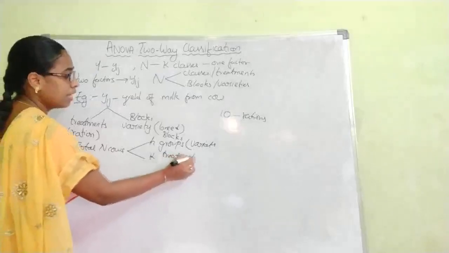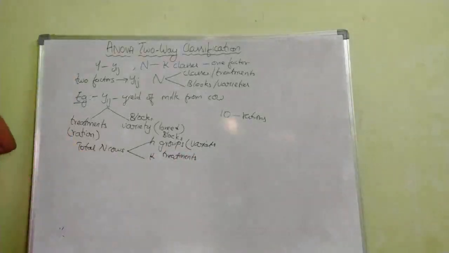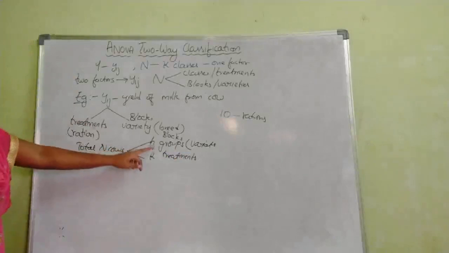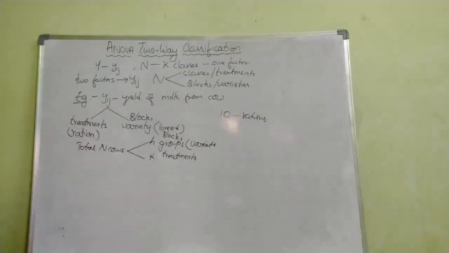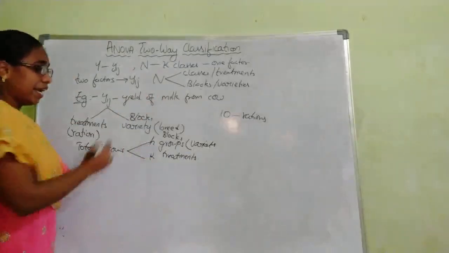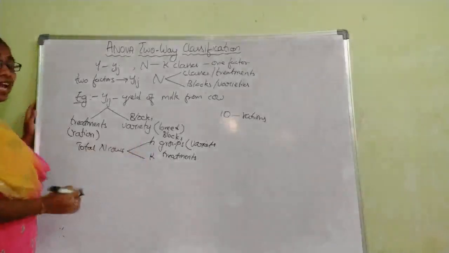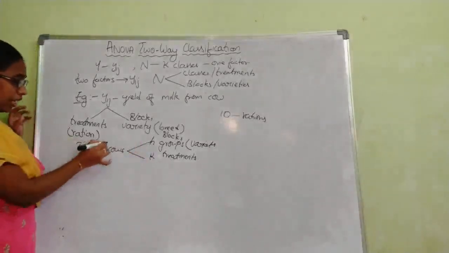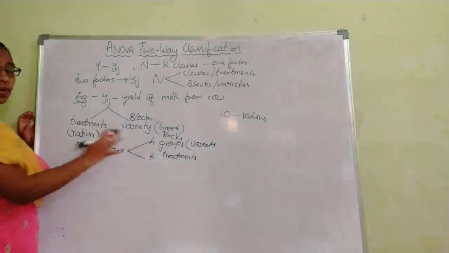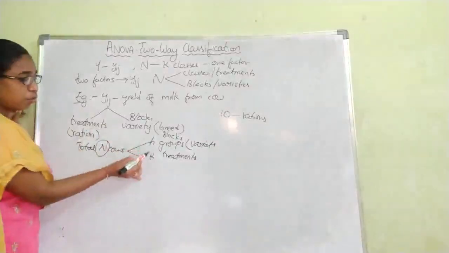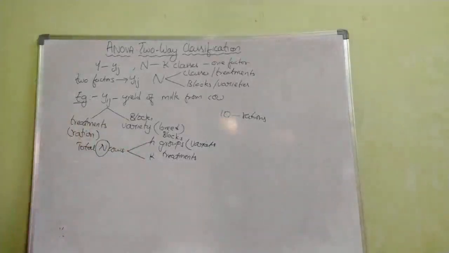There may not be the same type of cows, the same variety will be there, but the same treatment may not be given to those K cows. So total H groups will be divided. Total n observations are divided into H groups. Each group consists of the K varieties or K treatments. So here n cows are divided into H different groups or classes according to the breed and stock.